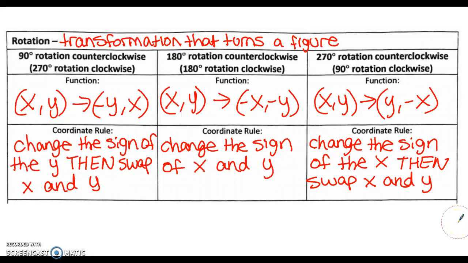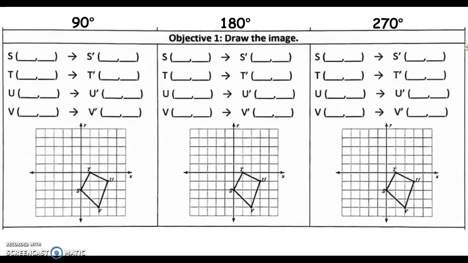Okay, now we're going to move on to our first objective, which is drawing the image. So when it comes to drawing the image, the first thing that you will always have to do is identify the ordered pairs of the pre-image. So here we are given our pre-image, and we know we want to rotate it 90 degrees. The first thing we have to do is identify these ordered pairs. So the ordered pair for S is 0, -2.